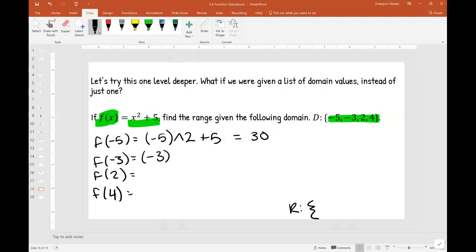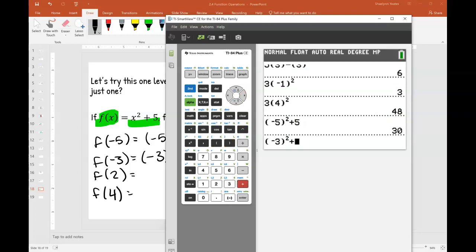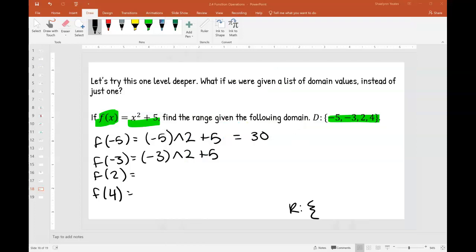So we're going to do -3 close parenthesis to the second plus 5. I pull out a calculator, I do parenthesis -3 close parenthesis to the second plus 5, and I end up with the number 14. So 14 is smaller than 30. I'm glad I didn't start my range yet.